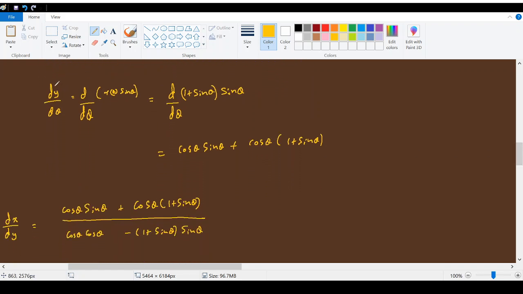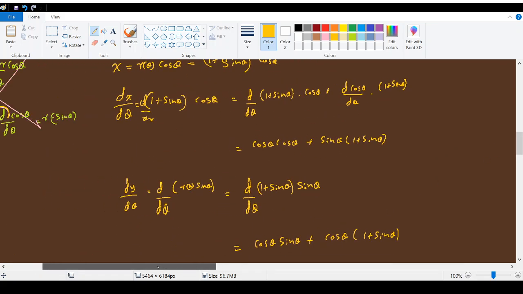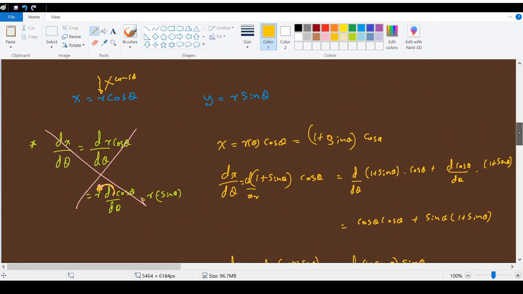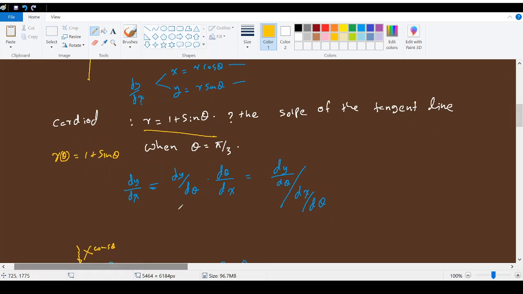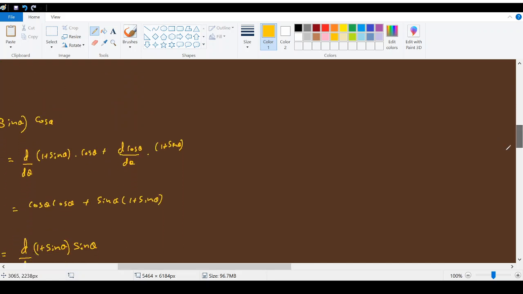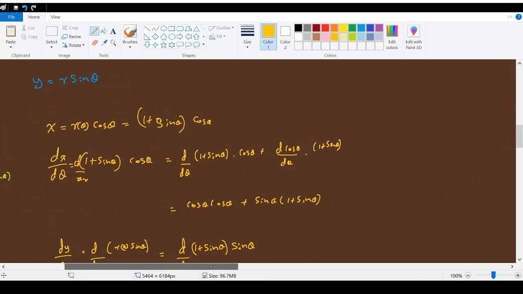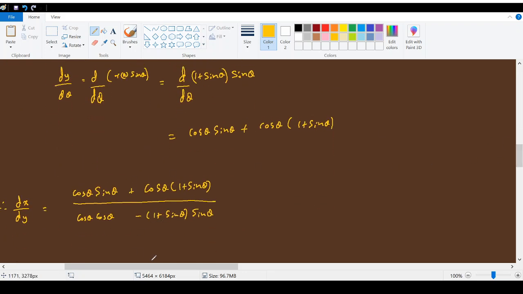So once you know dy by d theta and dx by d theta, with this equation that I explained before, that comes from these parametric representations and the chain rule, we can easily compute the derivative of y with respect to x, right? And that will be this one divided by this thing, right? So we have this equation.